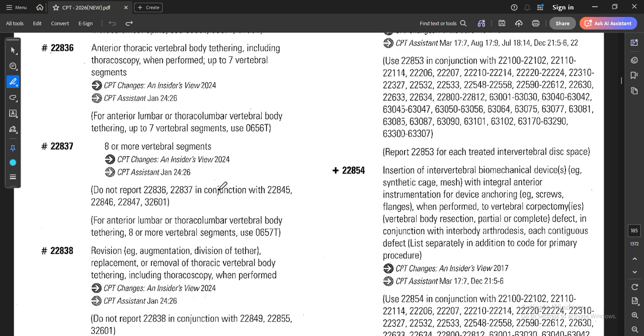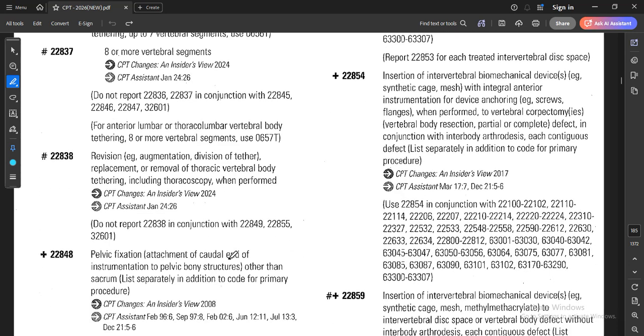Here also you need to code based on the number of vertebral segments: up to 7 is 22836, 22837 is 8 or more vertebral segments. Okay. Next 22838, revision, replacement or removal of thoracic vertebral body tethering, including thoracoscopy when performed.